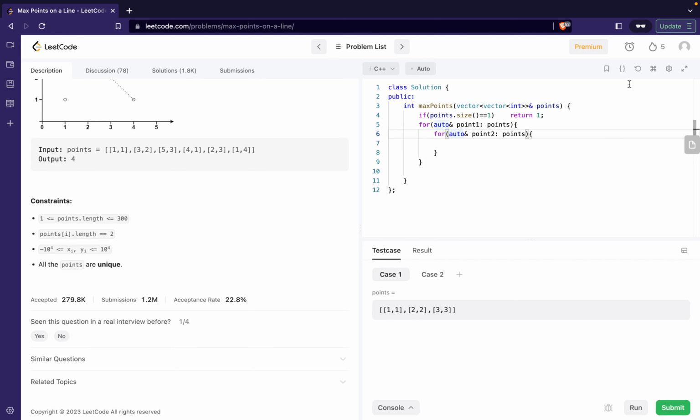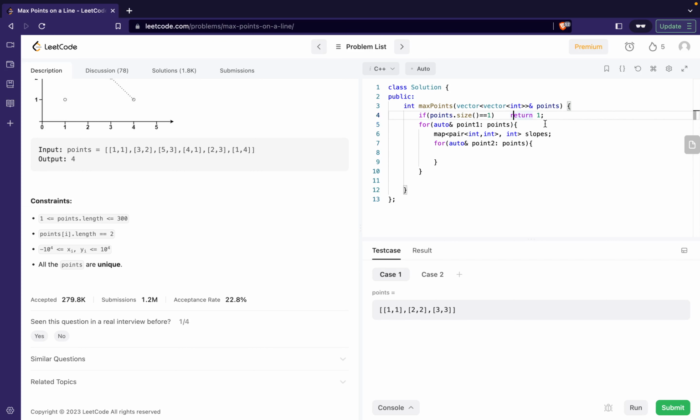So what I can say is, let me create a data structure where I can store the slopes. I want to store the slope in terms of pairs. So that's a pair of int and int, which would give me the number of points that are on this particular slope. So let's call it slopes itself, makes more sense.